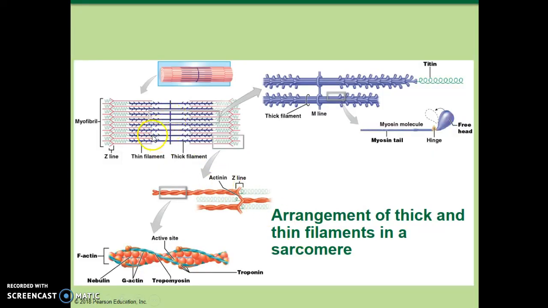So here's our sarcomere. The sarcomere runs from the Z line to the Z line. Attached to the Z line are the thin actin filaments in pink, and the thick myosin filaments are in between the actin filaments. So here's a close-up of our thick myosin with their myosin heads.